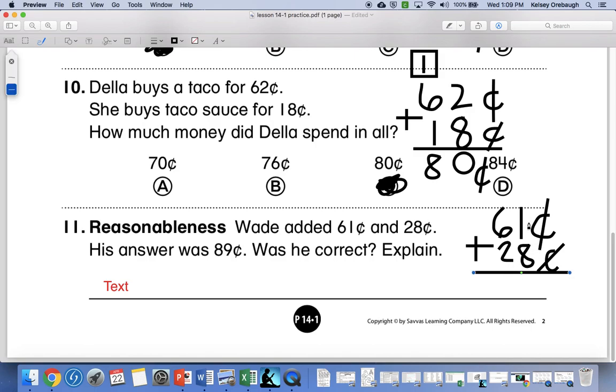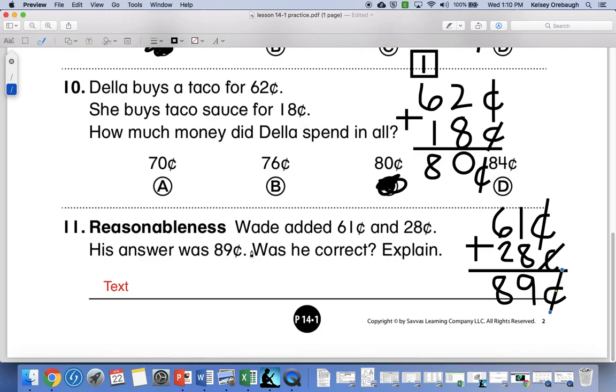We start in the ones place. 1 plus 8 is 9. Do I need to regroup? Nope, I do not need to regroup because 9 is less than 10. So I'll keep the 9 in the ones place. No need to regroup here. Move to the tens place. 6 plus 2 is 8. Oops. And I include my cent symbol. So the answer is 89 cents.